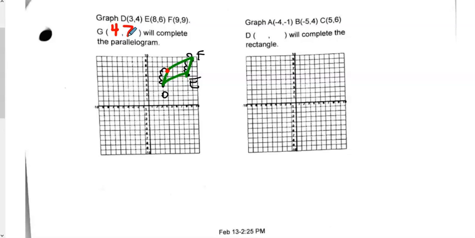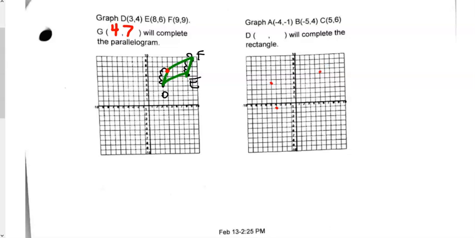Okay? Let's try this one. Graph A, -4, -1. Right there. B, -5, 4. Right there. C, 5, 6. Right there. And where would D go?